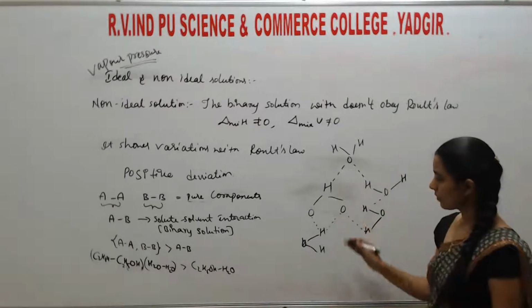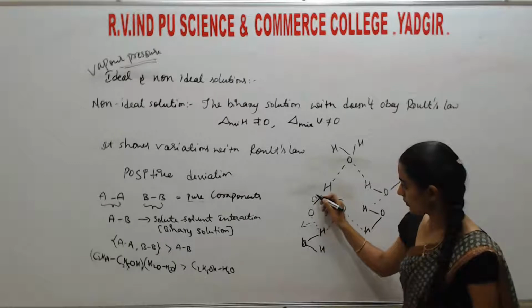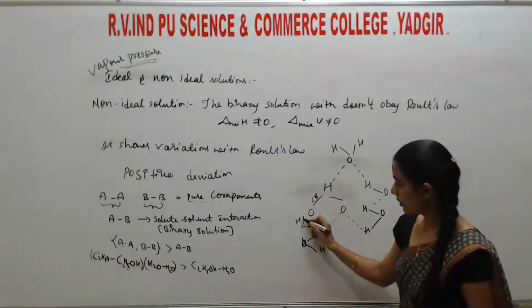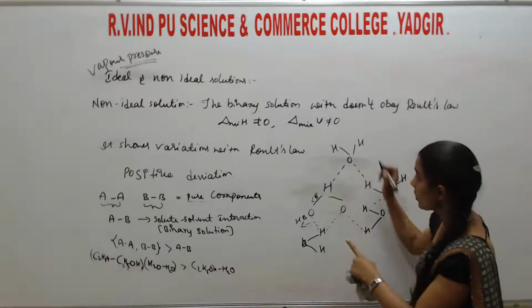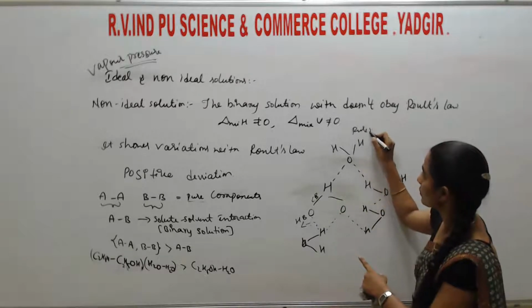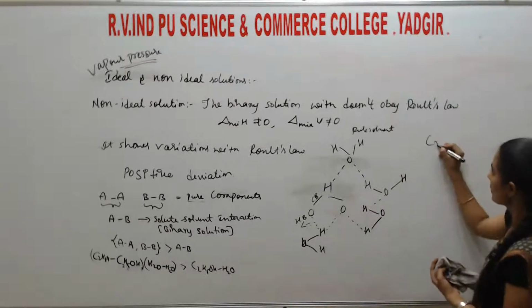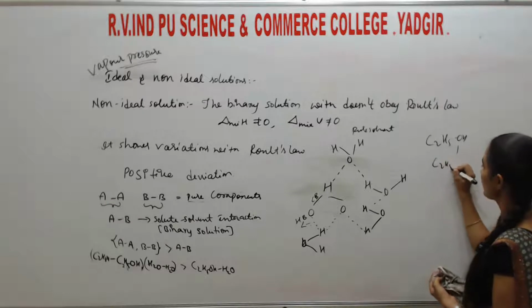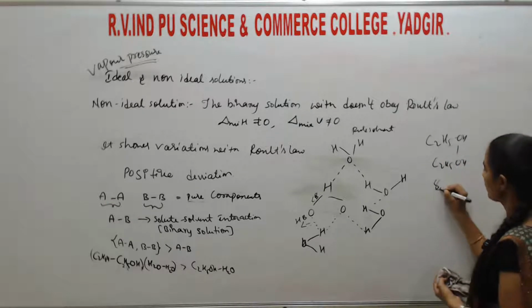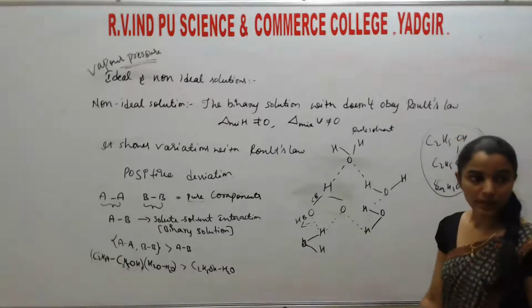Okay, this is the water molecule. You know, this is a hydrogen bond, this is a covalent bond. This is a covalent bond, this is a hydrogen bond, this is the water molecule. So this is the pure solvent. Okay, how is the pure solute there? C2H5OH bonded to C2H5OH, C2H5OH. Similarly, pure solute is also there.